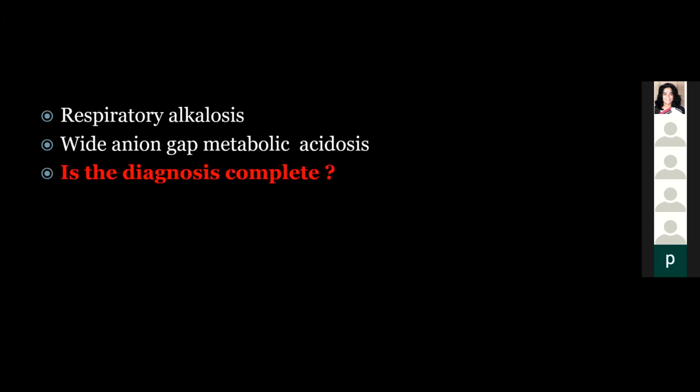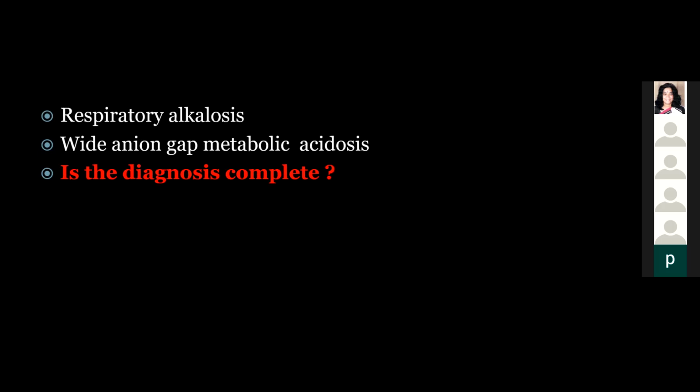Delta anion gap. Very good. So how do you calculate delta anion gap? Anion gap minus 12. Yeah. So anion gap minus 12 gives you your delta anion gap. And what use will you make out of this delta anion gap?